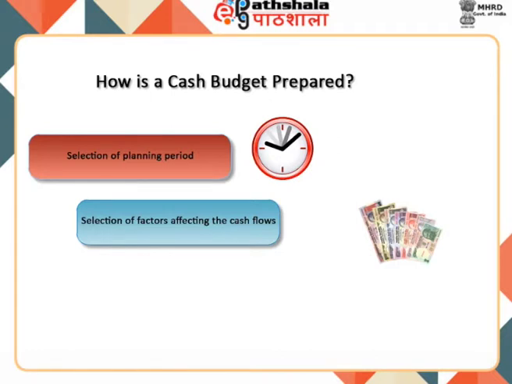Step 2. Selection of factors affecting the cash flows. The next step is to identify and select factors of the cash flow. Only cash items are to be included. Generally, two types of cash flows can be there: operating cash flows, which are generated by operations of the firm, and financial cash flows, which are generated by financial activities of the firm.